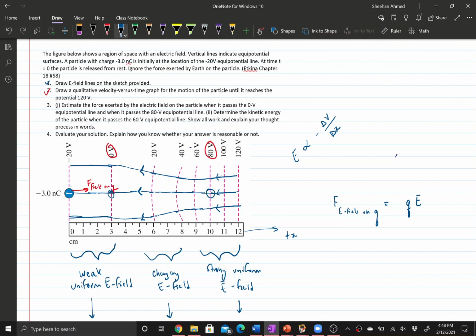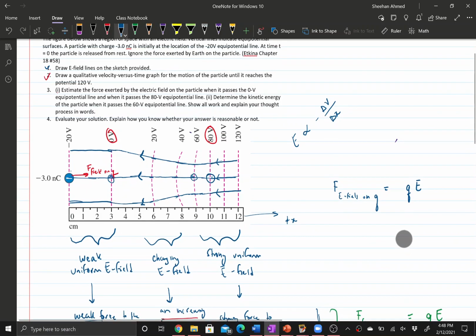And then part 2 says determine the kinetic energy of the particle when it passes the 60 volt equipotential line. So that's right over there. Show all your work and explain your thought processes. Okay, let's deal with the first one.